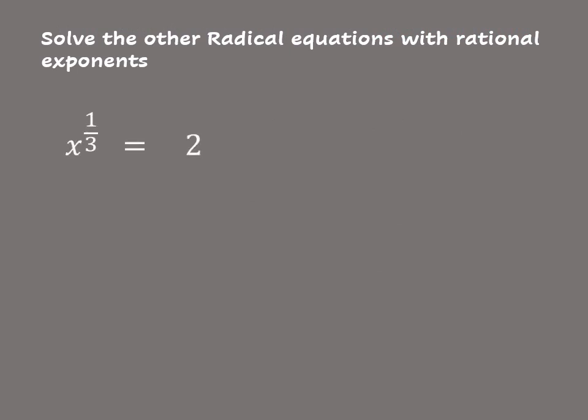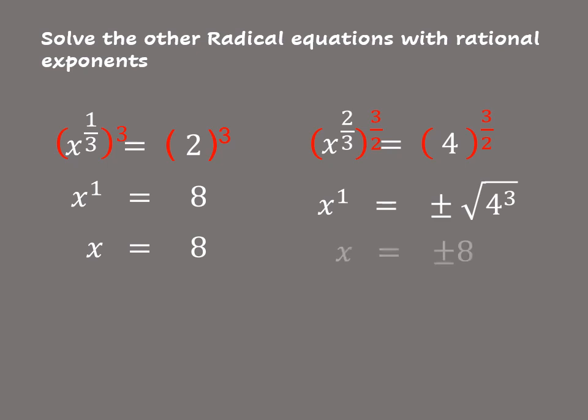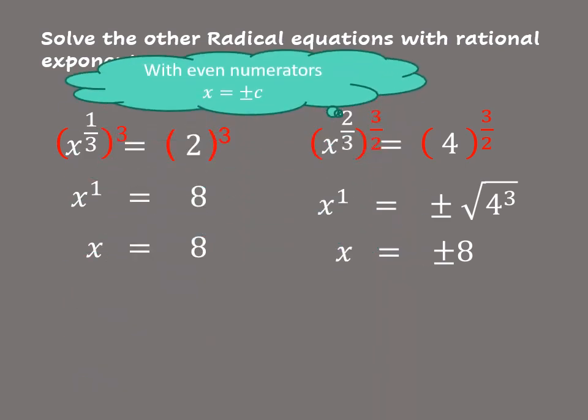Now we have exponents. So we have x to the power 1 over 3 equal 2. Therefore, we're going to raise both sides to the power 3, which is the reciprocal of 1 over 3. Therefore, x equal 8. Another example, we need to raise both sides to the reciprocal of 2 over 3, which is 3 over 2. Simplify. Therefore, x equal plus or minus 8. Keep in mind, if the numerator is even, we need to write plus or minus.